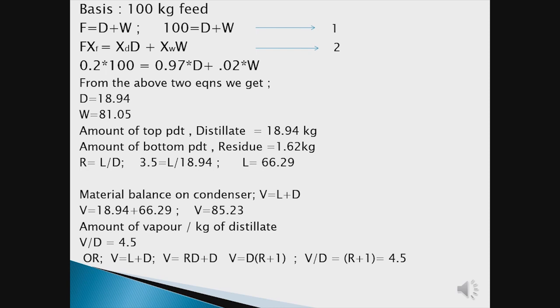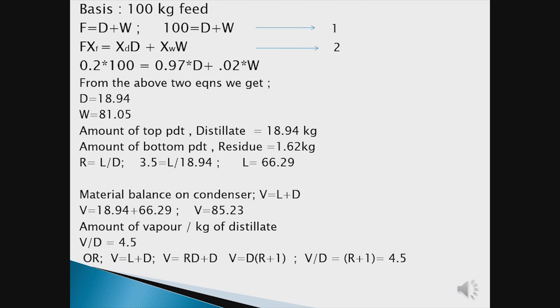So the aqueous solution of methanol contains 20 weight percentage of methanol, and so XF equal to 0.2. Now we are to take XD and XW on the basis of methanol, because it is the more volatile component. It is given that the distillate product, the top product, contains 97 weight percentage methanol. That is, XD is equal to 0.97, and the bottom product contains 2 weight percentage of methanol. That is, XW is 0.02, XD is 0.97, and XF is equal to 0.2.